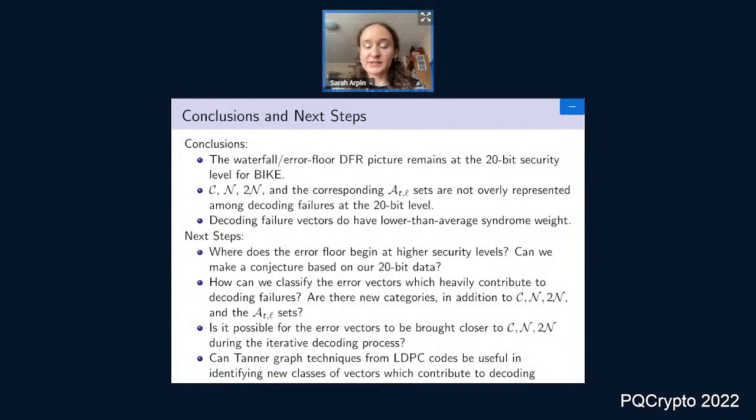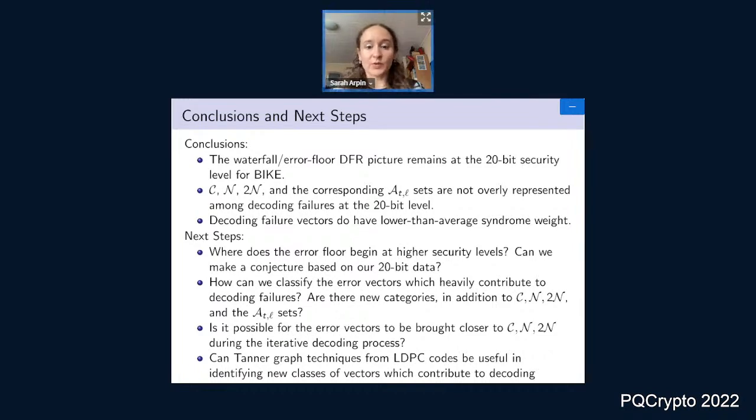For our conclusions, we verify the waterfall and error floor DFR picture at the 20-bit security level for BIKE. We've looked at these sets Cn and 2n and corresponding collections of vectors which are close to these sets, and we've found that they are not overly represented among the decoding failure vectors at the 20-bit level. So decoding failure vectors do have lower than average syndrome weight, but being close to Cn and 2n is not really enough to distinguish a vector which will cause a decoding failure from a random vector.